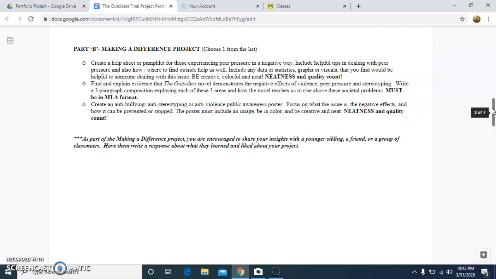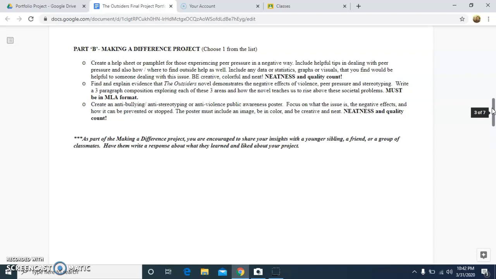And then last but not least, you can create an anti-bullying, anti-stereotyping, anti-violence, anti-anything public awareness poster. Again, these posters should focus on what the issue is, the negative effects, and most importantly, how it can be prevented or stopped. If you do a poster, you must include an image with it, at least one. The poster needs to be in color. It needs to be creative and neat. Again, it needs to be unique. So what are you adding to this poster that's not listed here?